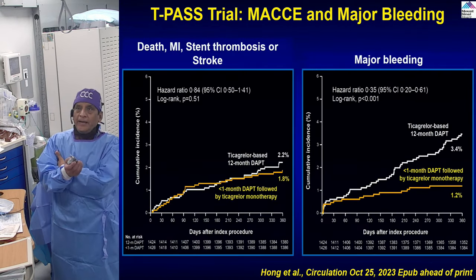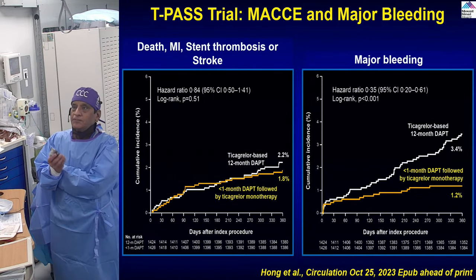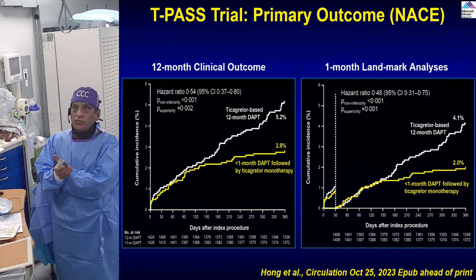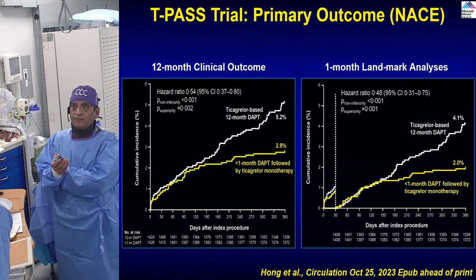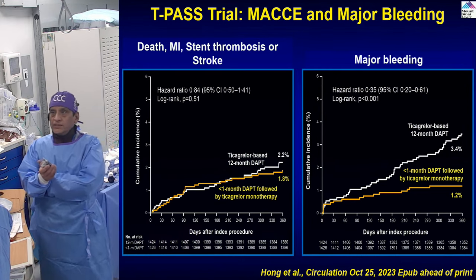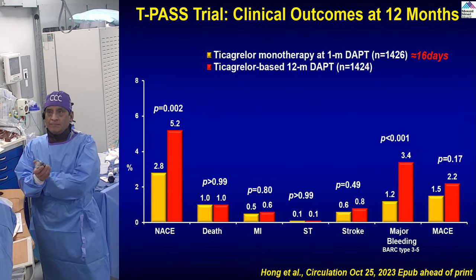So death, MI, stent thrombosis, stroke: exactly identical. The difference was because of the lower bleeding. The previous data which I showed is all driven by this difference, the 50% reduction, because of the lower bleeding, as you can see here: 3.4 versus 1.2% in the 16-day DAPT. These are shown here as it was 16 days.